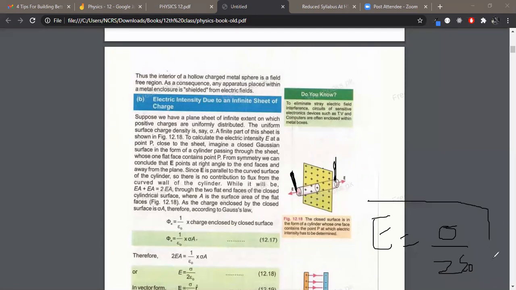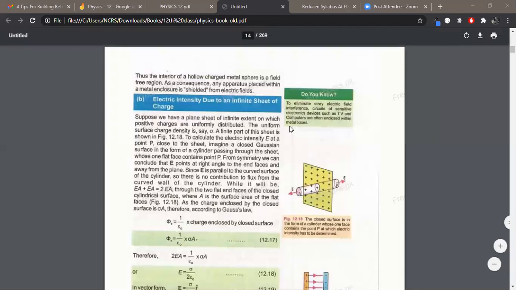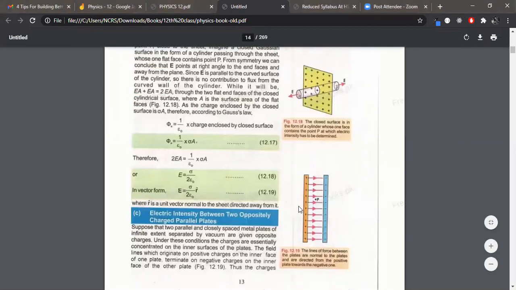E equals sigma by 2 E naught. This is the formula for electric field when we are given the infinite sheet of charges. And we have derived this equation using Gauss's law and the Gaussian surfaces. The Gaussian surface in this case was in the form of a cylinder.